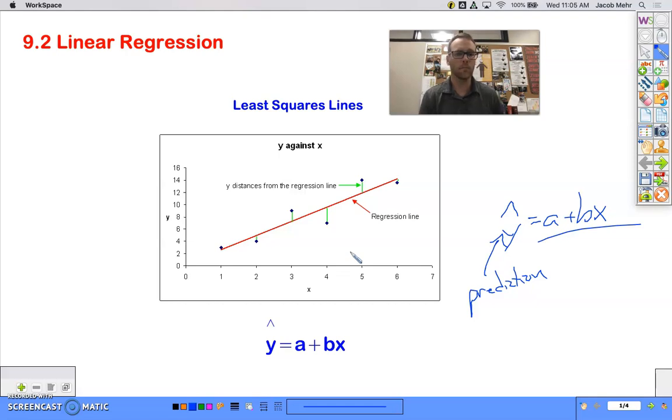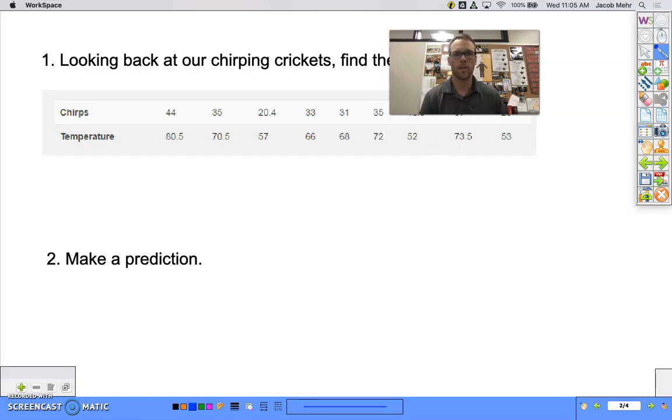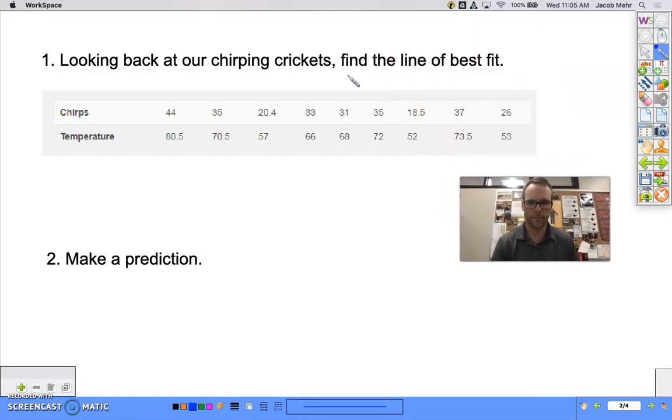Okay, let's look back at our chirping crickets, and let's find the line of best fit. You probably already saw this happen in our previous videos when we just looked at the correlation coefficient. We're going to do the same thing. So let me grab my calculator.